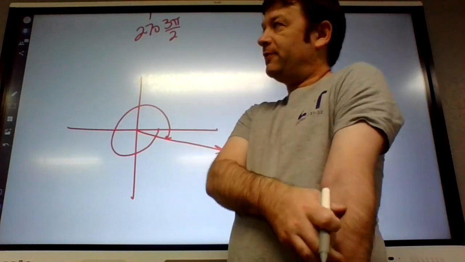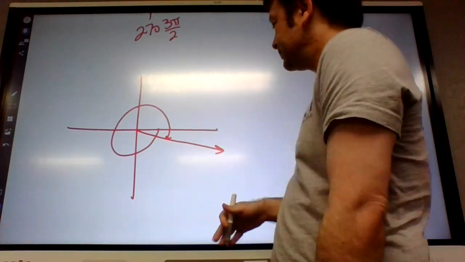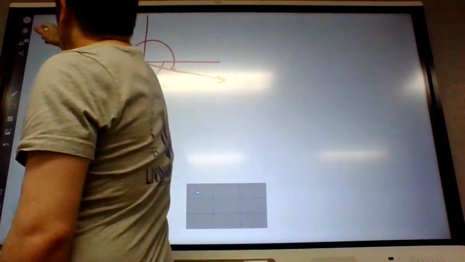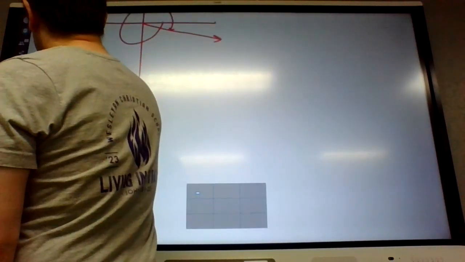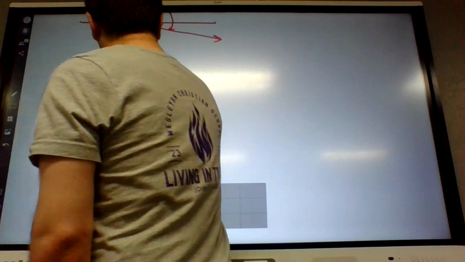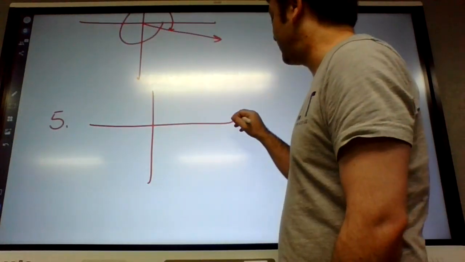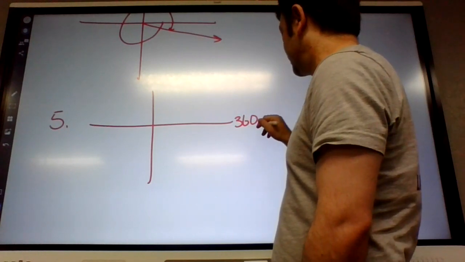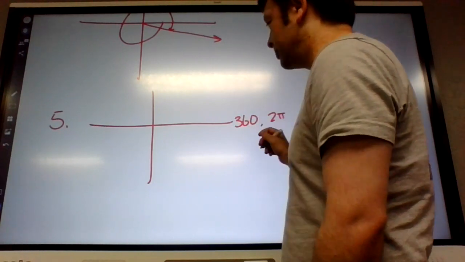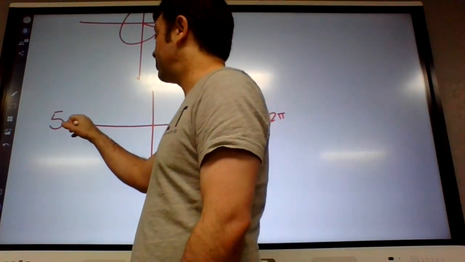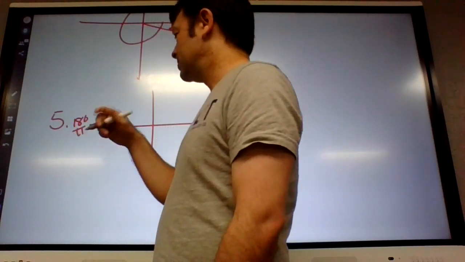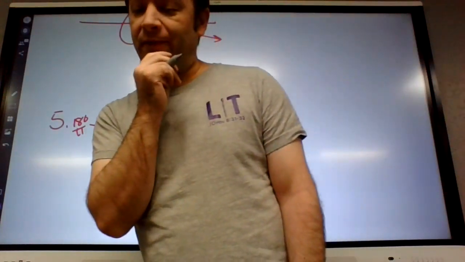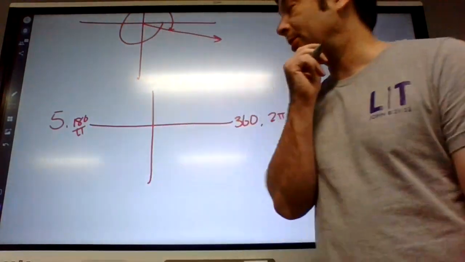Okay, number 5. How do we find a reference angle? Well, we should first figure out what quadrant it's in. Because remember, reference angles are how far it is from 0 or 360 or 2 pi, whatever we're doing, or how far it is from 180 or pi. That's the reference angle. So what quadrant is negative 4 pi over 3 in?